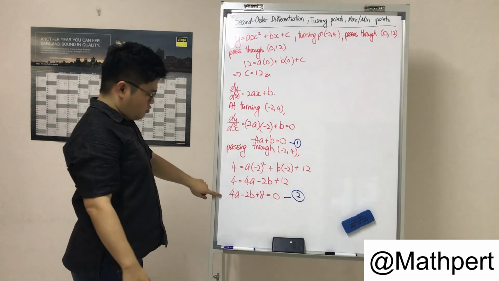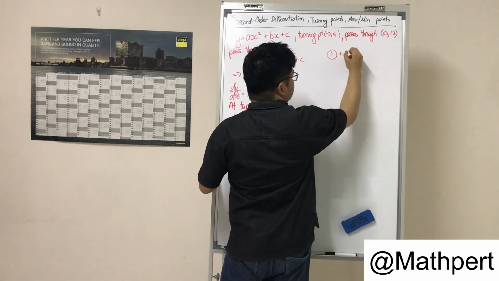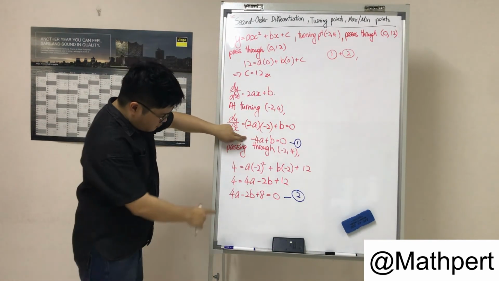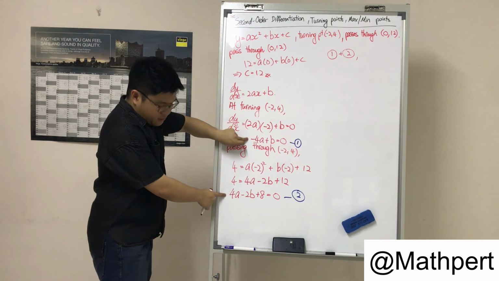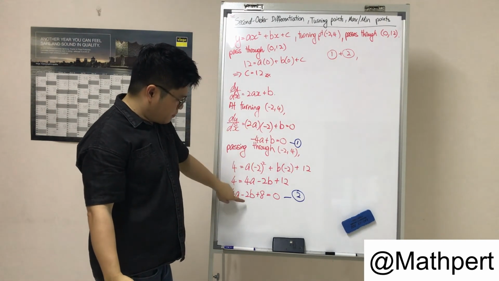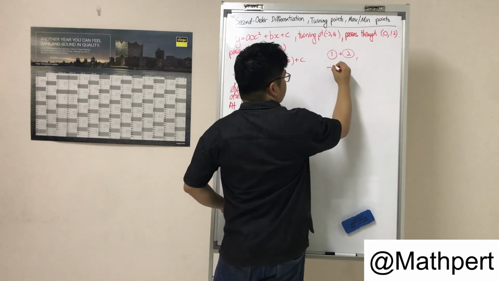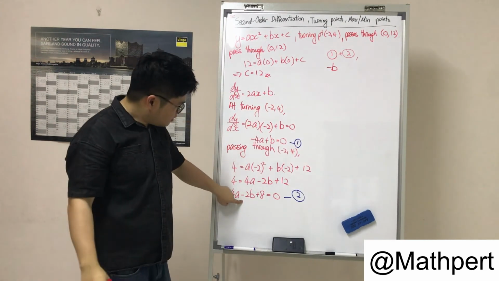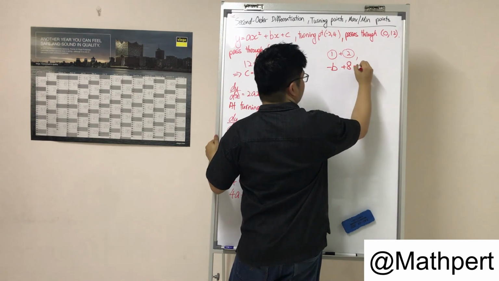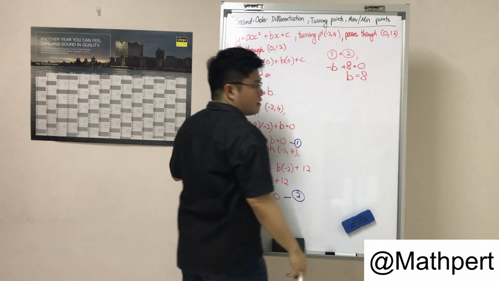So we have 1 and 2. We do equation number 1 plus equation number 2. Why do we add? Because we want to cancel out a. Negative 4a plus 4a is 0, right? So b plus negative 2b will be negative b. Okay? So any constant here? No. So it will be negative b equals 0. Therefore, b is equal to 8. Okay?